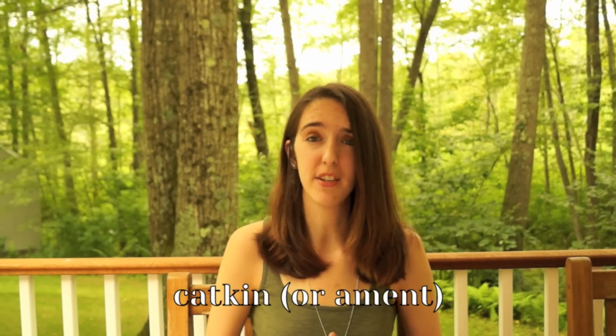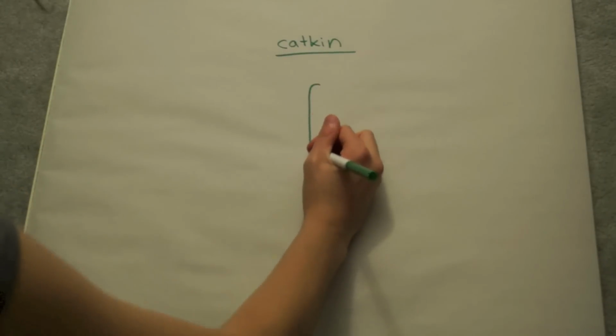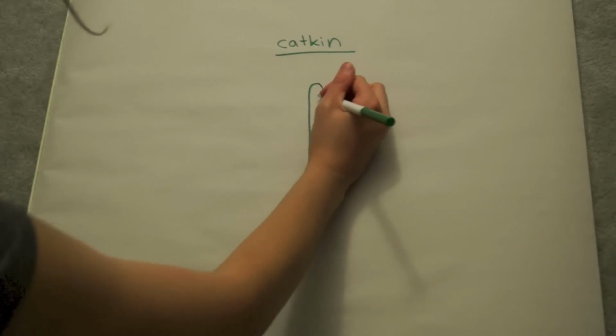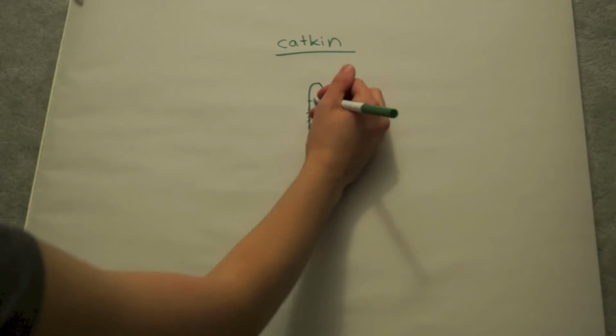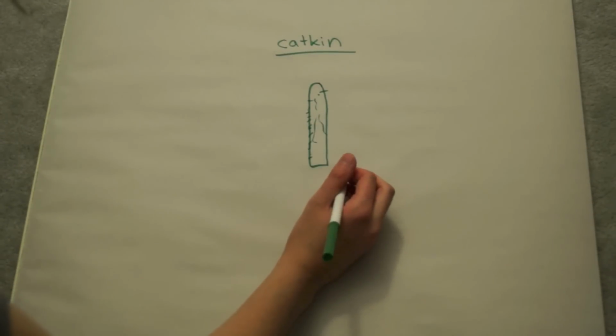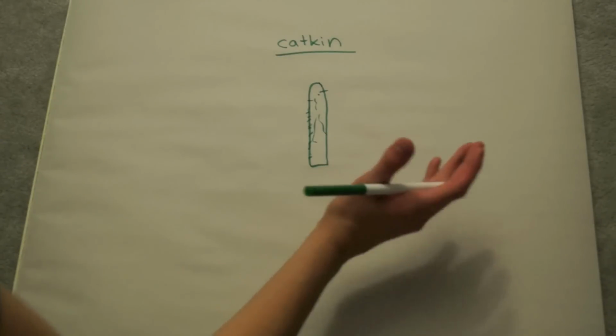The fourth of these categories is the catkin, also called an ament. A catkin is a long cylindrical inflorescence with lots and lots of little flowers bunched all over it. They're usually wind-pollinated. You'll find them on hazel trees and willow trees, and they don't have any petals, or sometimes they have inconspicuous petals. The final category is a big one, and this is head inflorescences.